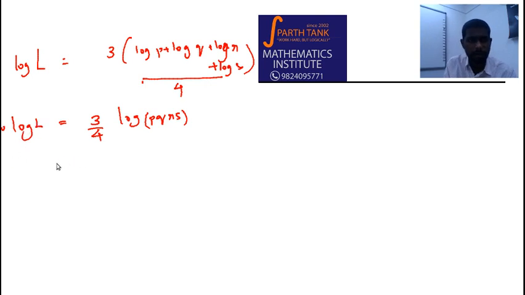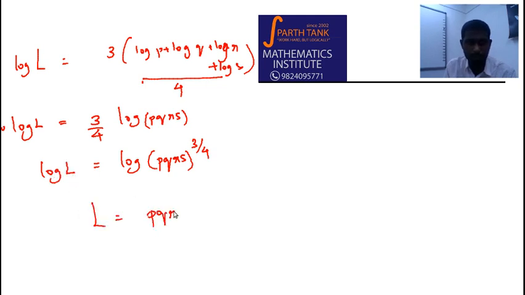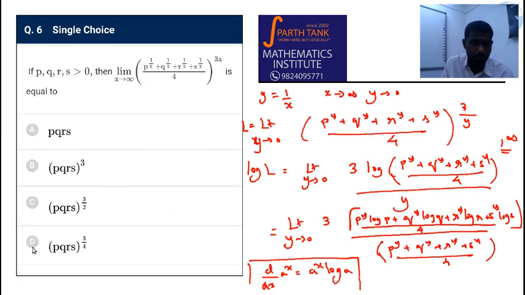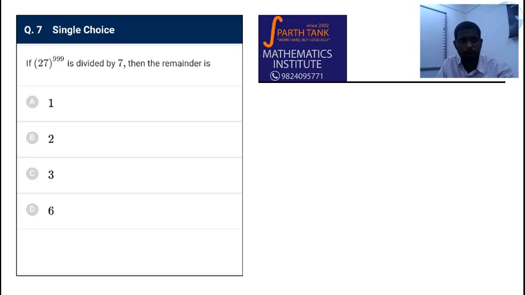Alright. So now let us take this to the other side. This becomes log of (PQRS) the whole raised to 3 by 4 is log L. Raised to e on both sides, the limit is (PQRS) the whole raised to 3 by 4. Simple, using L'Hospital's rule. (PQRS) the whole raised to 3 by 4, option D. Moving on to question number 7.